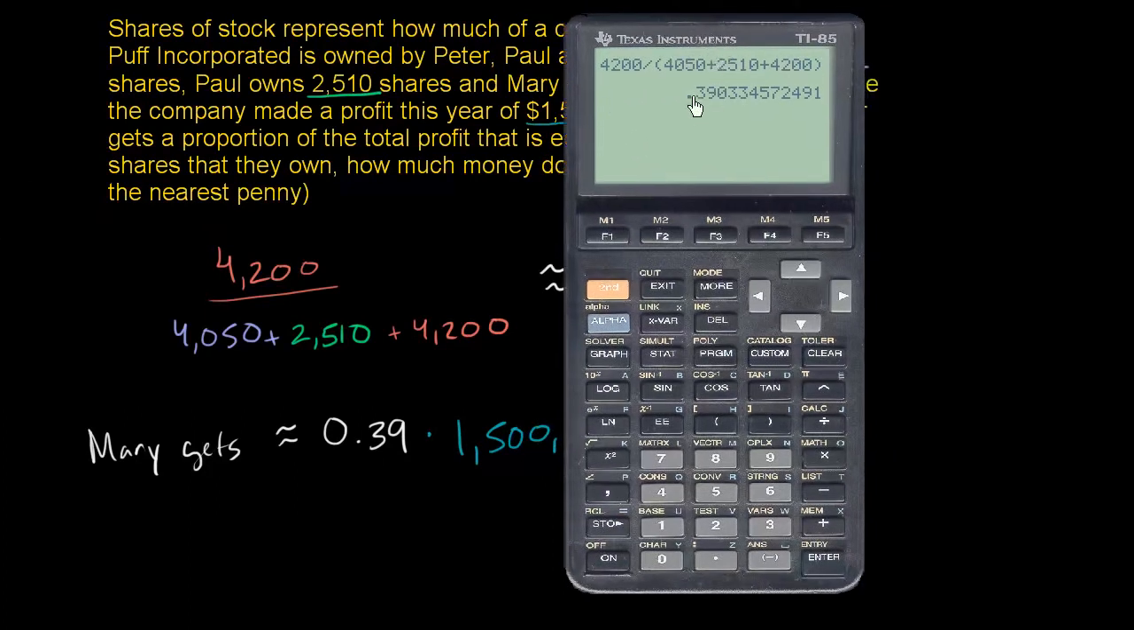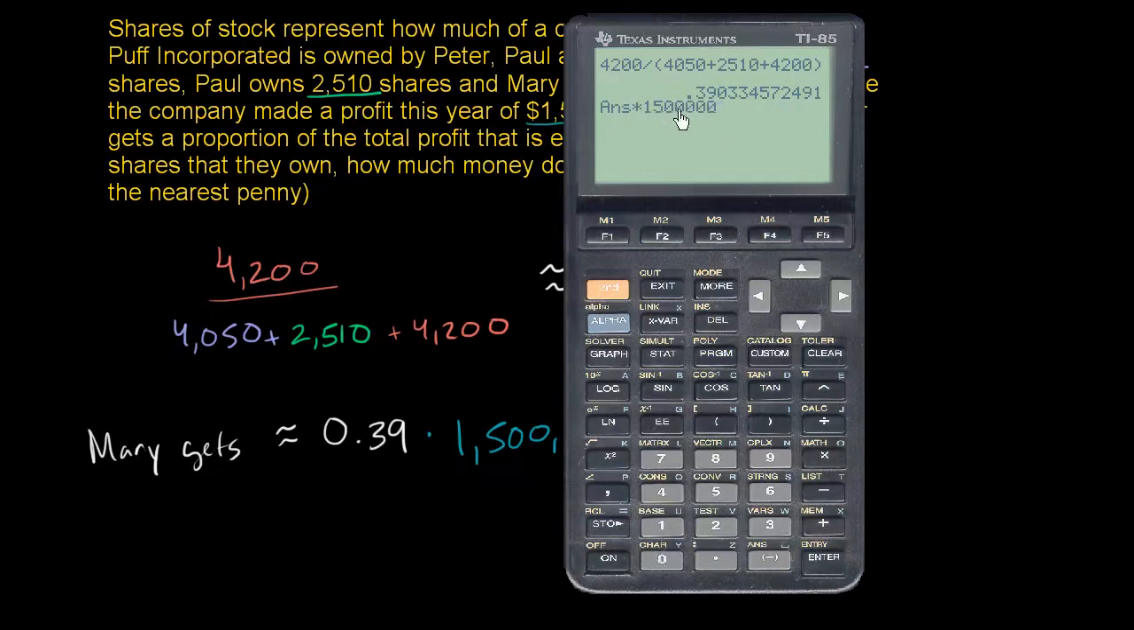And so let's go back to our calculator. We said approximately 0.39. This is the exact value. I can get that exact value again, at least in this calculator, by saying second answer. This literally means the previous answer. So this is literally this number right over here, 0.390334, whatever. This exact quantity times $1,500,000.